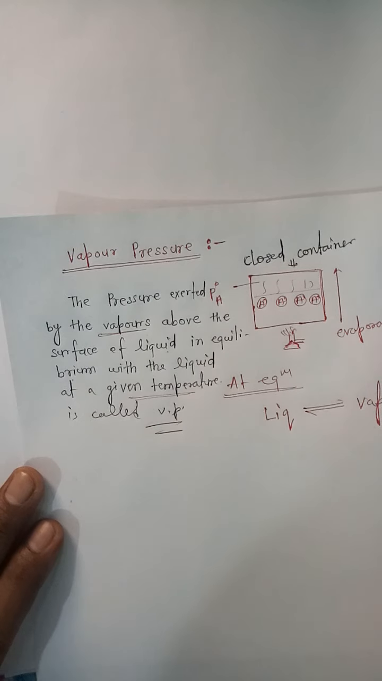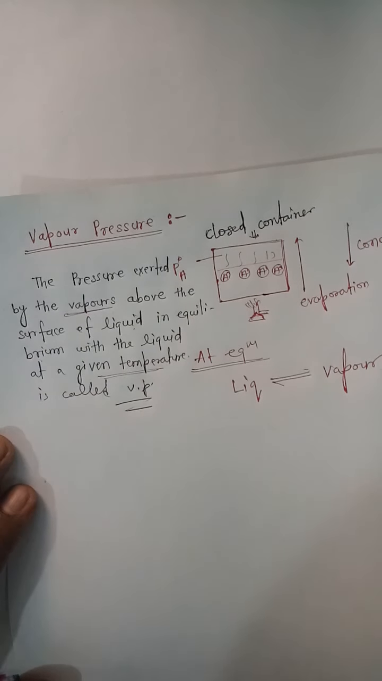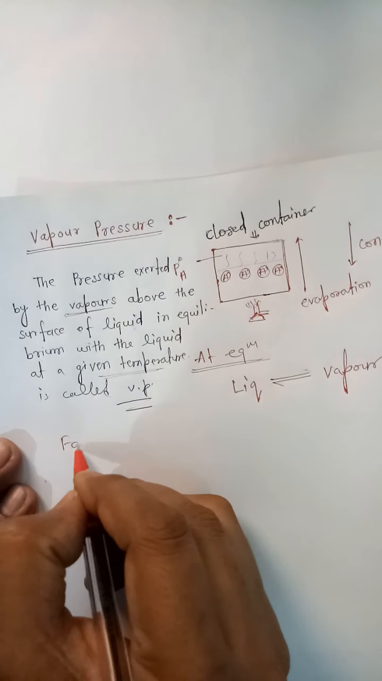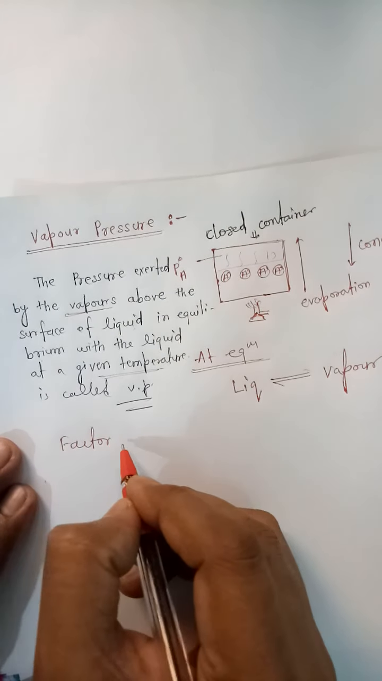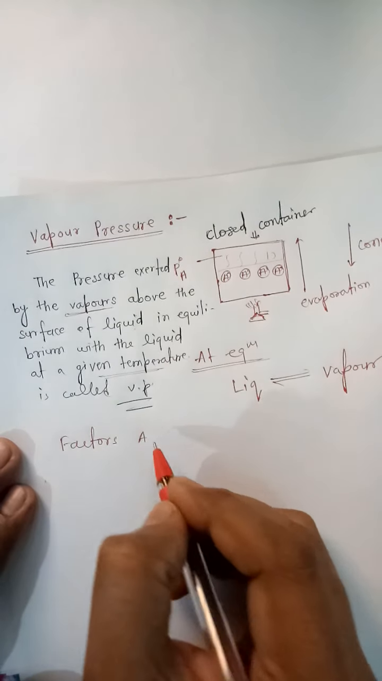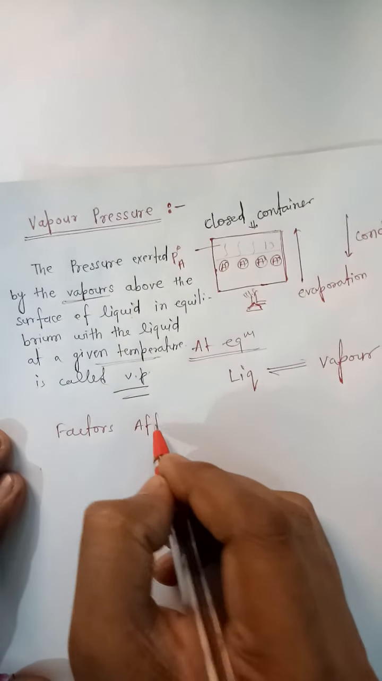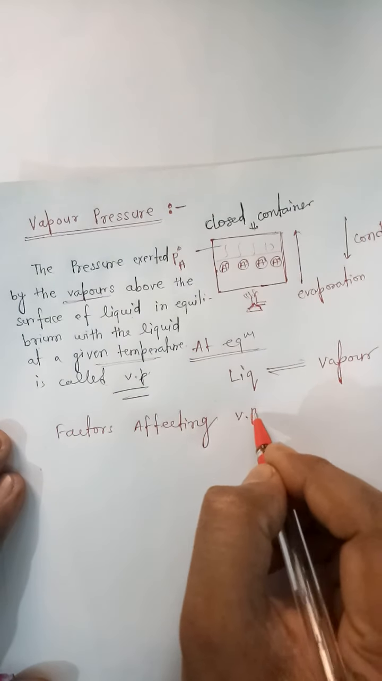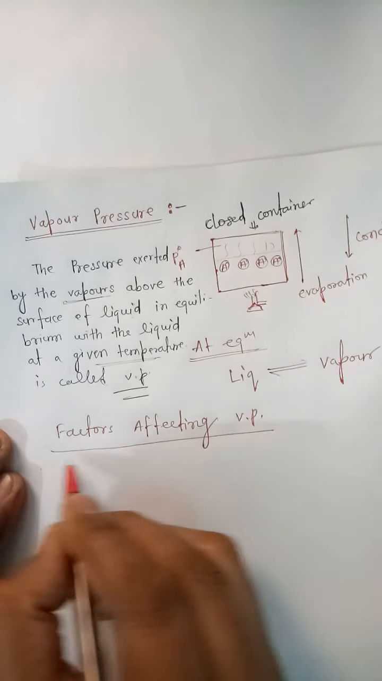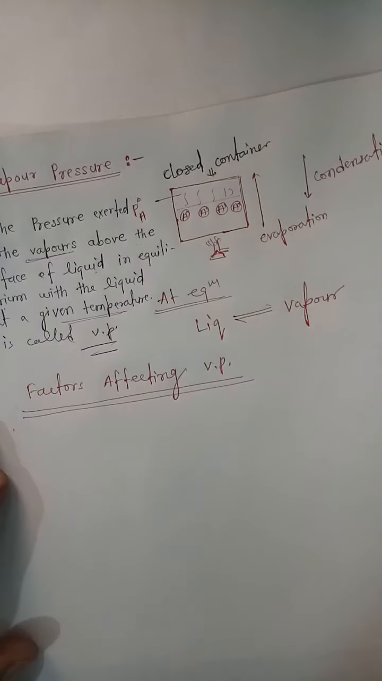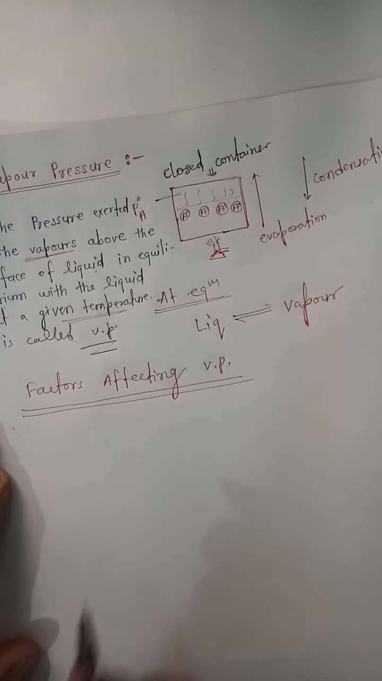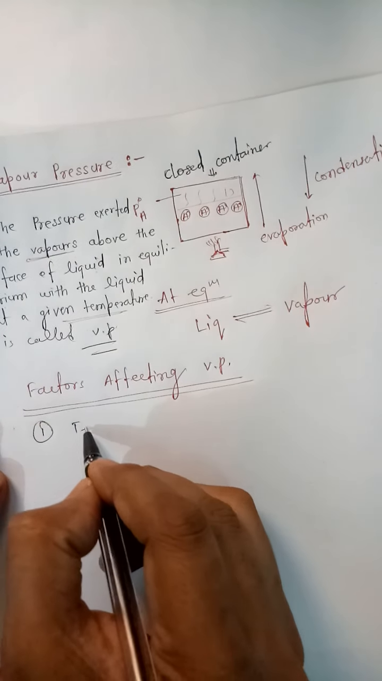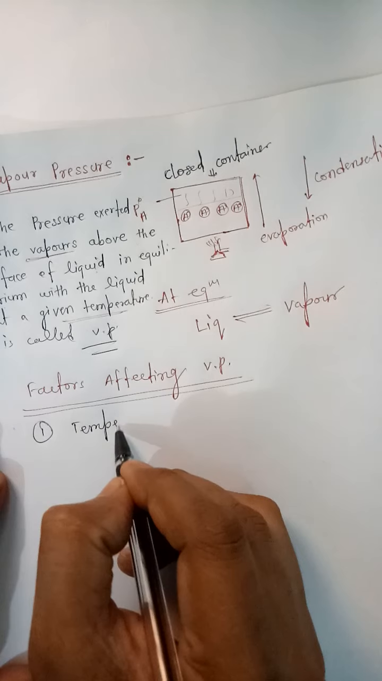Now we can see the factors affecting vapor pressure. There are some factors which can affect the vapor pressure of the liquid. The first factor I'm taking here is temperature.